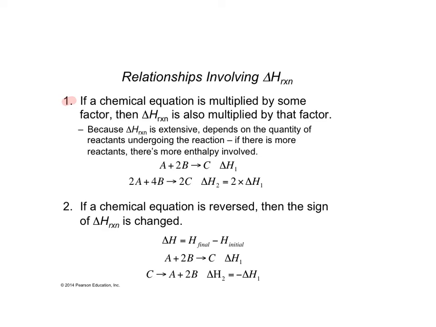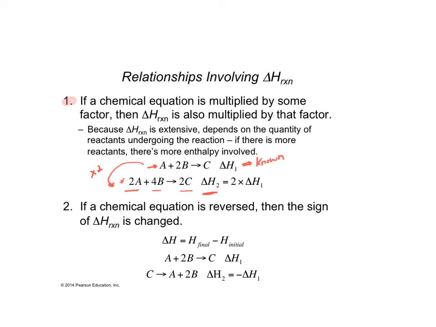So for example, if we have a reaction, A plus 2B going to make C, and we know this enthalpy, so this is known, and then in a different reaction, we essentially just have 2A plus 4B going to make 2C. What is this second reaction compared to the first? What have I done to it? I've multiplied it by 2. Okay, so if we've multiplied an equation by a number, then the enthalpy of that new equation is just going to be the enthalpy of the first one multiplied by that same number. Okay, so if you multiply a reaction by a number, all you have to do is multiply the enthalpy by that same number to get the new enthalpy. Okay, so that's number 1.